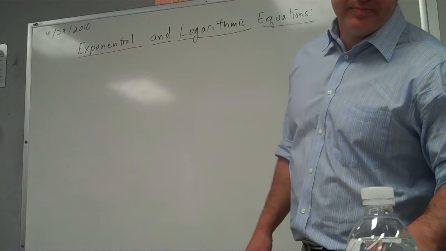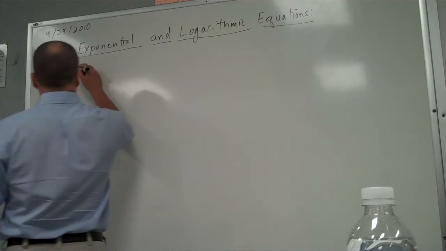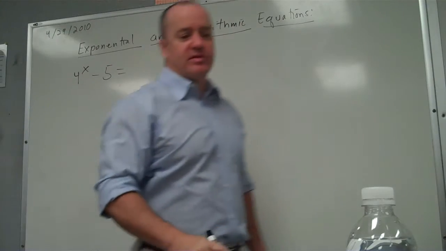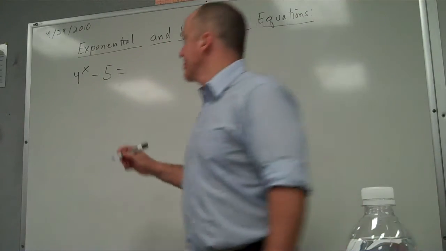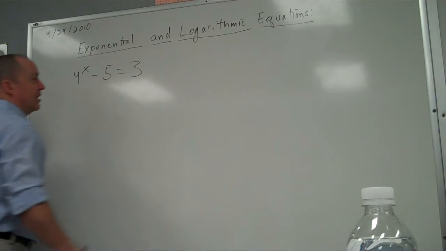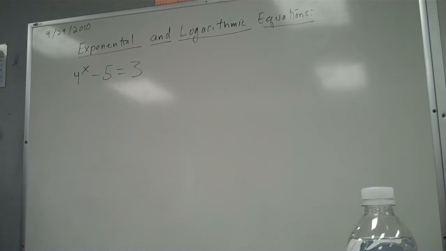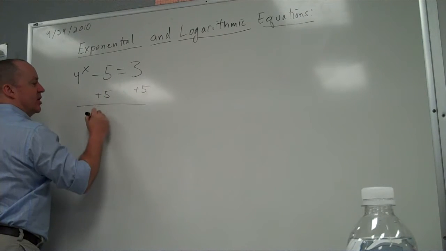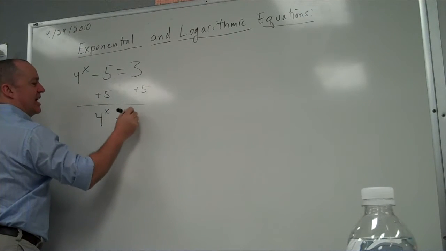Okay, here's a fairly simple one with a little more going on. 4 to the x minus 5 equals 3. I can't use logarithms yet from here. I can't take the logarithms until the exponential piece is by itself. So I'm going to add 5 to both sides. Equals 8. So it's 4 to the x equals 8.